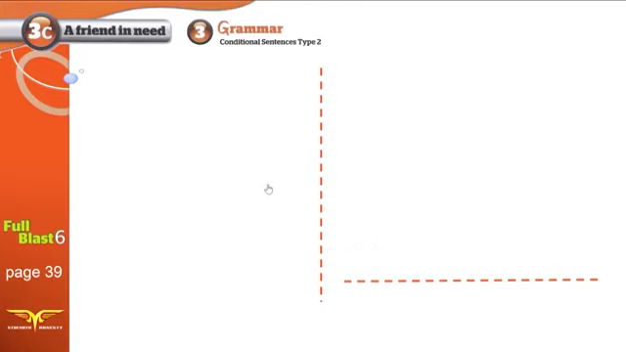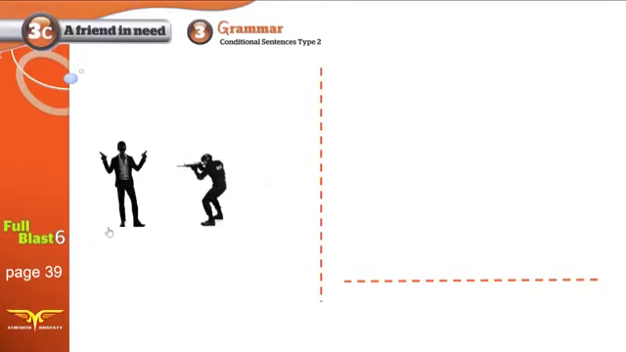Anyway, I will give you a quick reminder of type 1 and then we will take the new type 2. Look at the first scenario. This man is a criminal. The police wants to arrest him. The policeman says, "If you move, I'll shoot you."